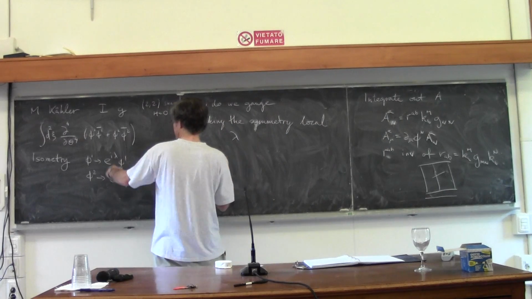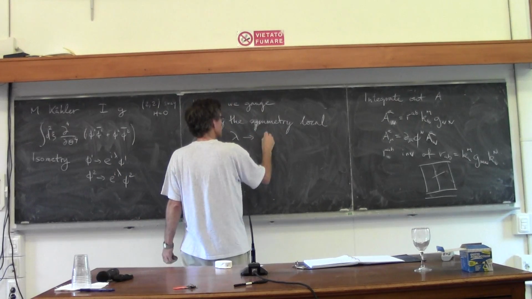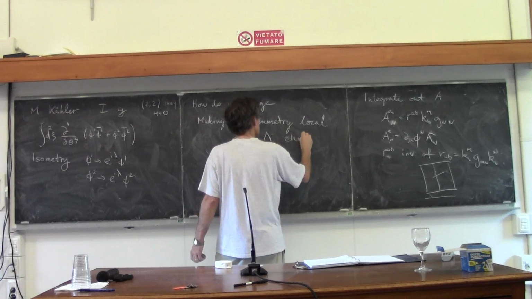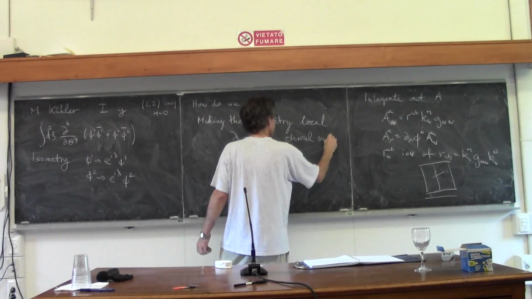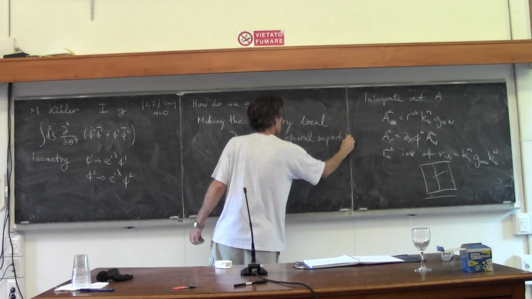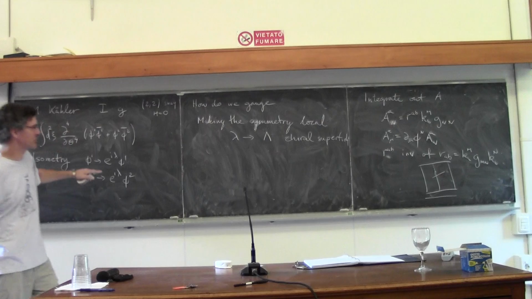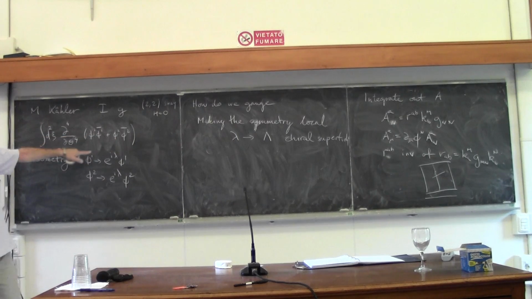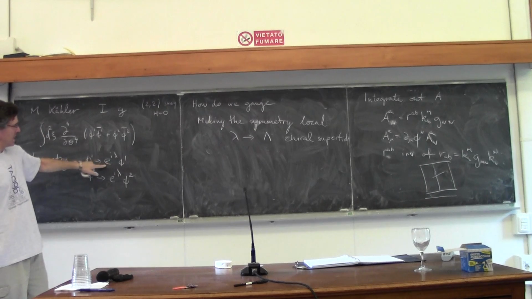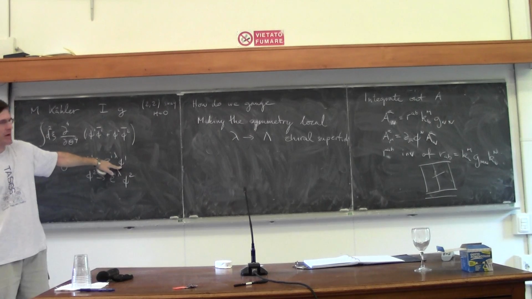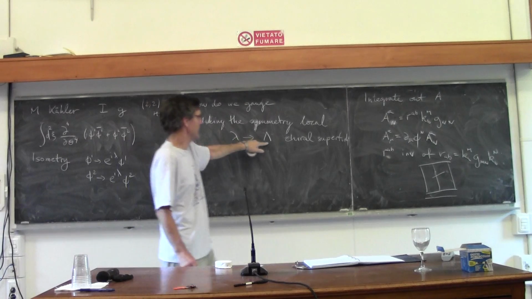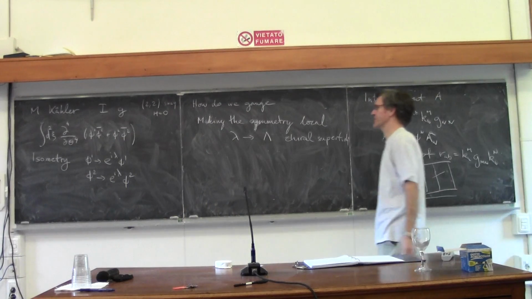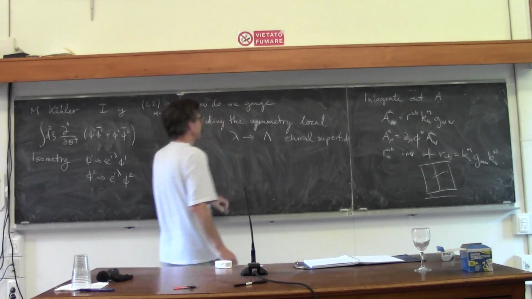Lambda, a constant, goes to lambda, a chiral superfield. The reason I have to choose it to be chiral is that phi is chiral, so I don't want to mess up the chirality properties of phi. So lambda also has to be a restricted, or constrained, superfield.